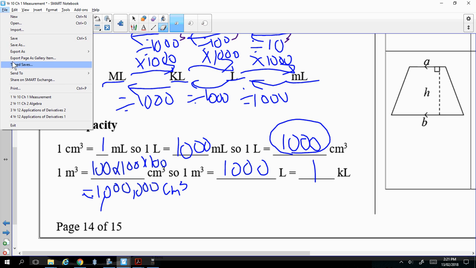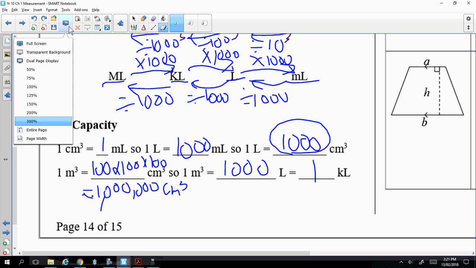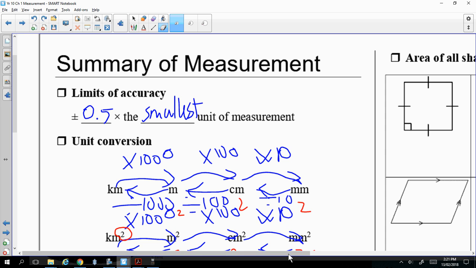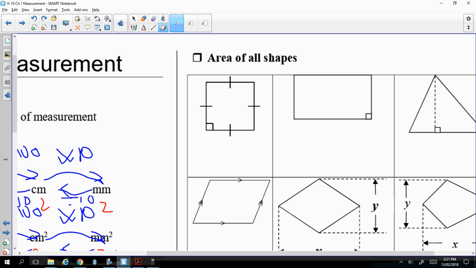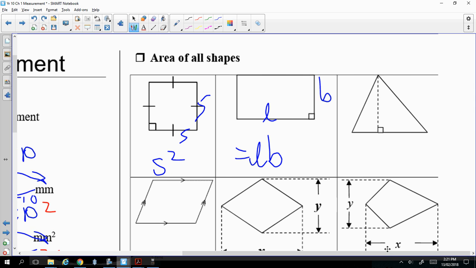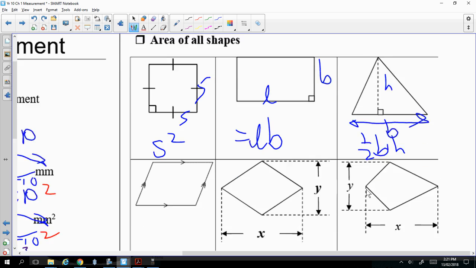We're now going to review the area of all the plane shapes. These formulas need to be known in the exam. You need to memorize them. So square will be S squared, side squared. Rectangle is length times breadth, LB. And the area of a triangle is base times perpendicular height, half BH. Okay, good. And then parallelogram is just base times height, BH.